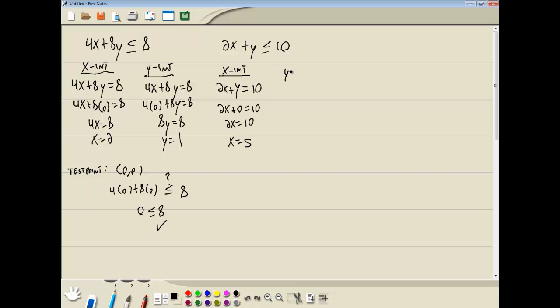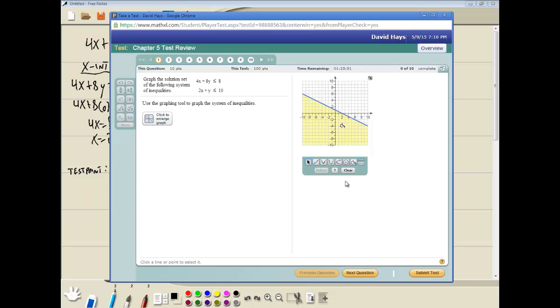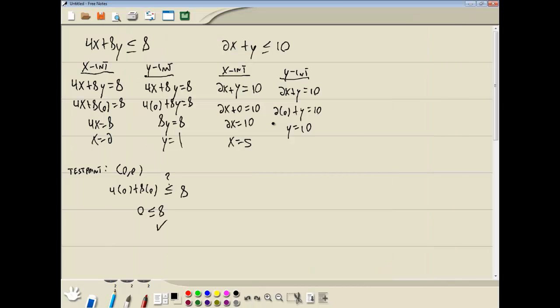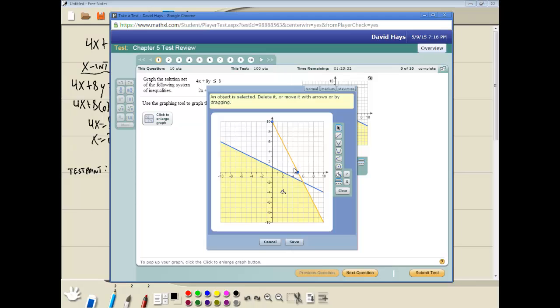And for our y-intercept, still working with 2x plus y is equal to 10, we're going to plug 0 in for x. So I get 2 times 0 plus y is equal to 10, or y is equal to 10. So x is 5, y is 10. Oh, there it is. x is 5. Let's use this. And y is 10, right there. What is this? This is a less than or equal to, so that should be a solid line also.